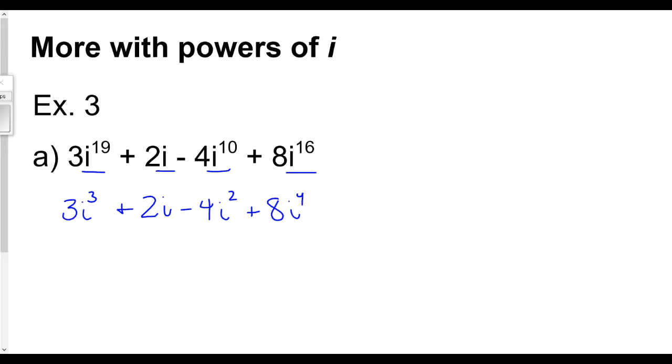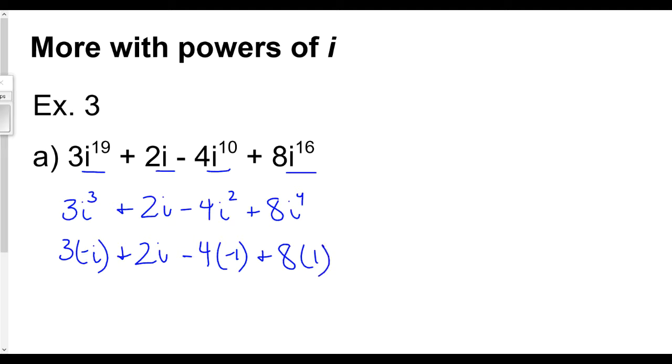So instead of exponents of 19, 10 and 16, I've made all of the exponents be either 1, 2, 3, or 4. Why would I do that? Because I know what i to the first, i squared, i cubed, and i to the 4th are. I know that i cubed is the same thing as negative i, so this is really 3 times negative i. Then I have plus 2i. i squared is the same thing as negative 1, so that's 4 times negative 1. And i to the 4th is really positive 1, so this is plus 8 times 1.